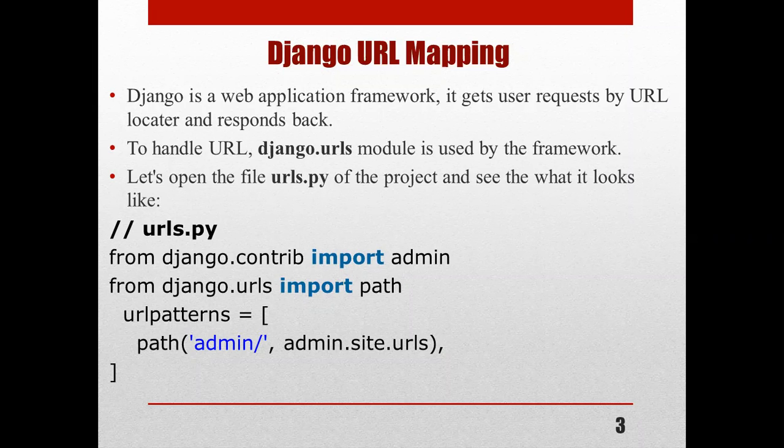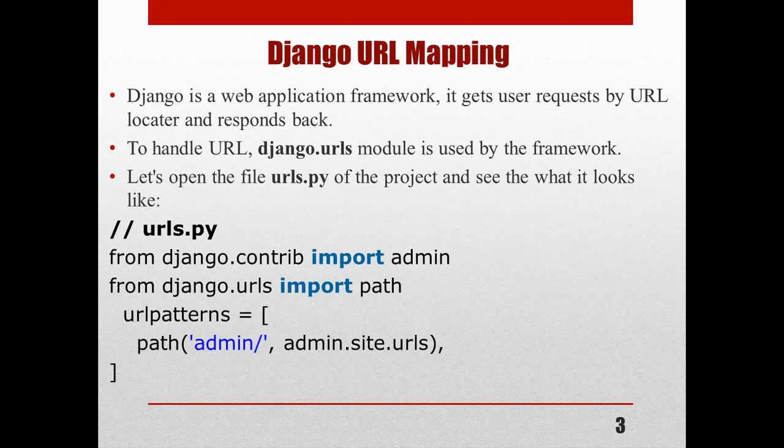So to handle that URL, that is uniform resource locator, the django.urls module is used by the framework. To handle that URL request, django.urls is the module. This module is used by the Django framework.